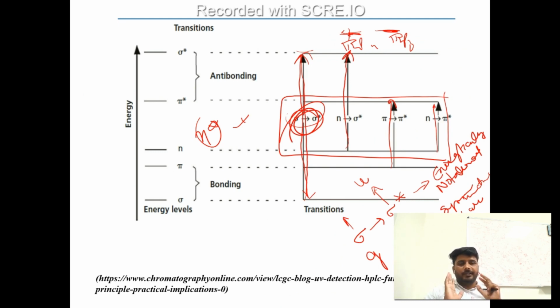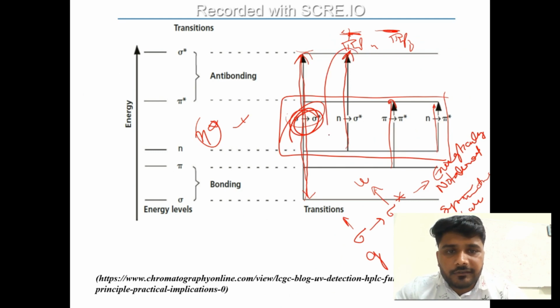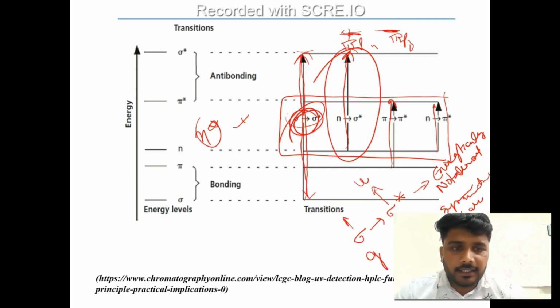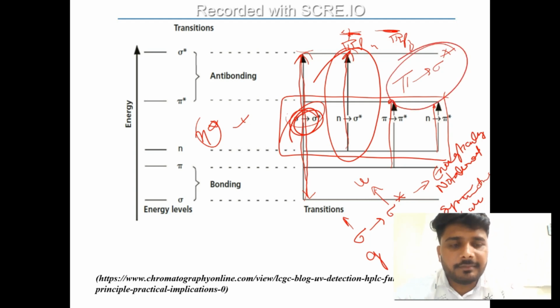There is no pi orbital, but the oxygen in water has a lone pair, that is the non-bonding electrons. They can enter the sigma star anti-bonding orbitals, so you can observe n to sigma star transitions also. Then why can pi not enter sigma star? Because there is a symmetry difference between the two orbitals, so these transitions are not allowed.